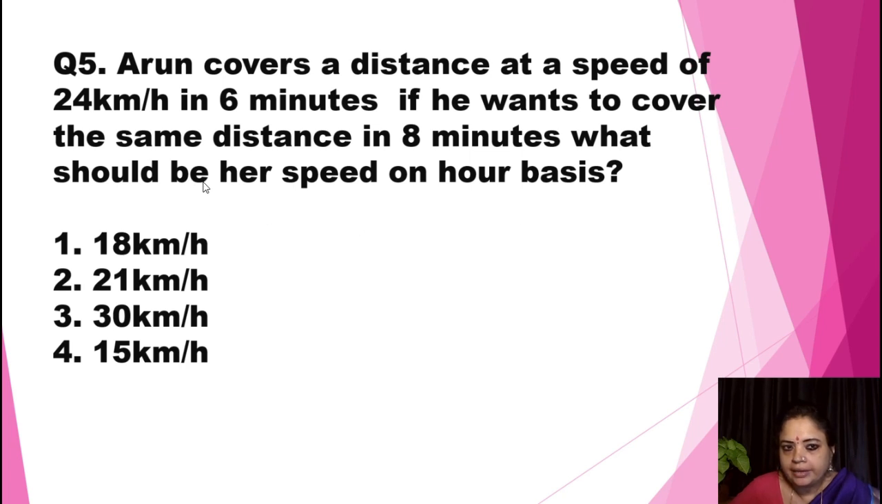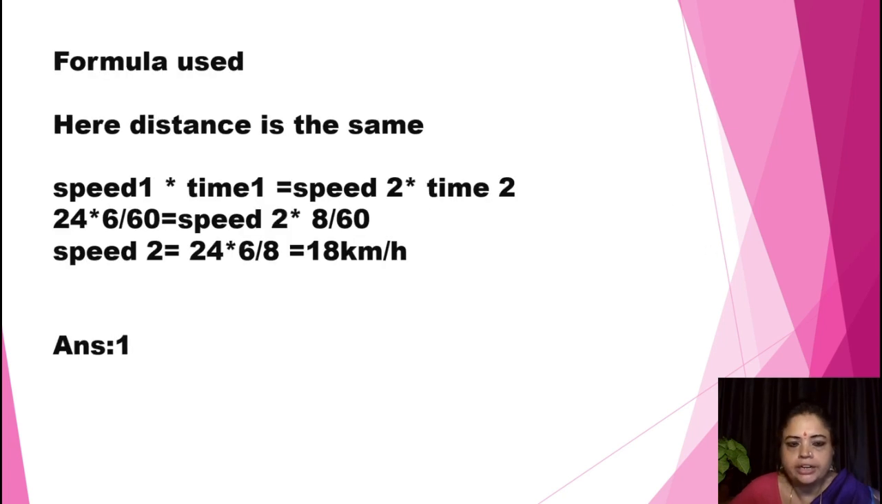So here you can see the same distance is traversed in different timings. One is 6 minutes, one is 8 minutes, and you have to calculate on an hour basis. So convert it into hour basis. So the distance is the same in both the cases, as already specified. So speed 1 into time 1 will be speed 2 into time 2. So we need to calculate in hours.